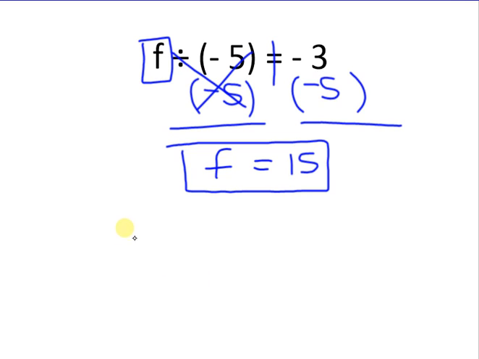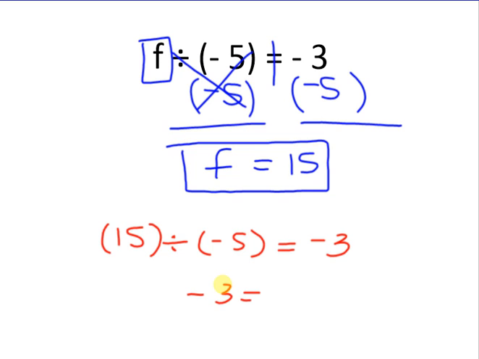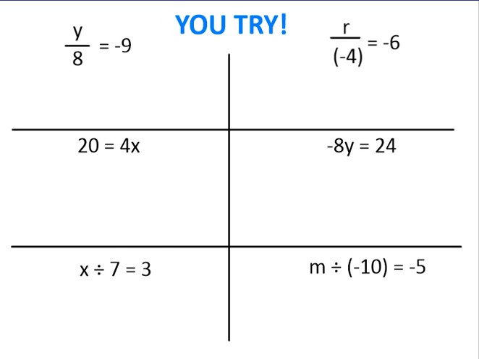And then go ahead and check your answer. Positive 15 divided by negative 5 equals negative 3. Negative divided by a positive is a negative. 15 divided by 5 is 3. So negative 3 equals negative 3. All right, you have 6 You Tries here. Go ahead and try them out. Please remember to check your answers.